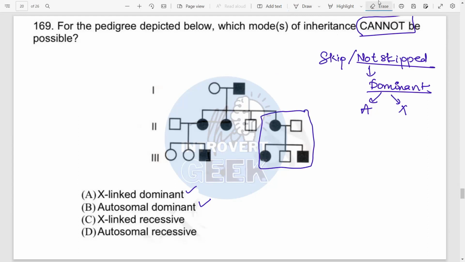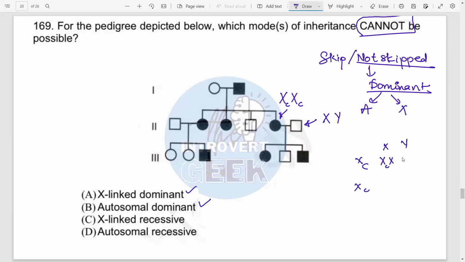Now, when we say X-linked recessive, it means what? To be diseased, both the alleles must be diseased, right? So X-linked disease means that this daughter should have both X's diseased, so it should be XC, XC. Now, in males, you don't have any other X, so if it is diseased, that particular X has to be C. Since this male is not diseased, it must have a normal X. So if you see the progeny, it will be XCX, XCY, XCX, and XCY.